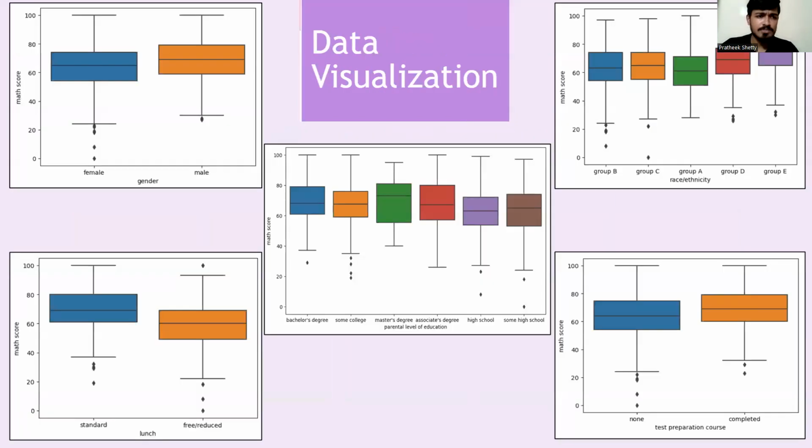This is a data visualization part. I'll explain this in the demo, but the top left is a box plot of math score versus gender. On the top right, there's math score versus race or ethnicity. On the bottom left, there's math score versus lunch. In the center, there is math score versus parental level of education. And bottom right is a math score versus test preparation course box plot.